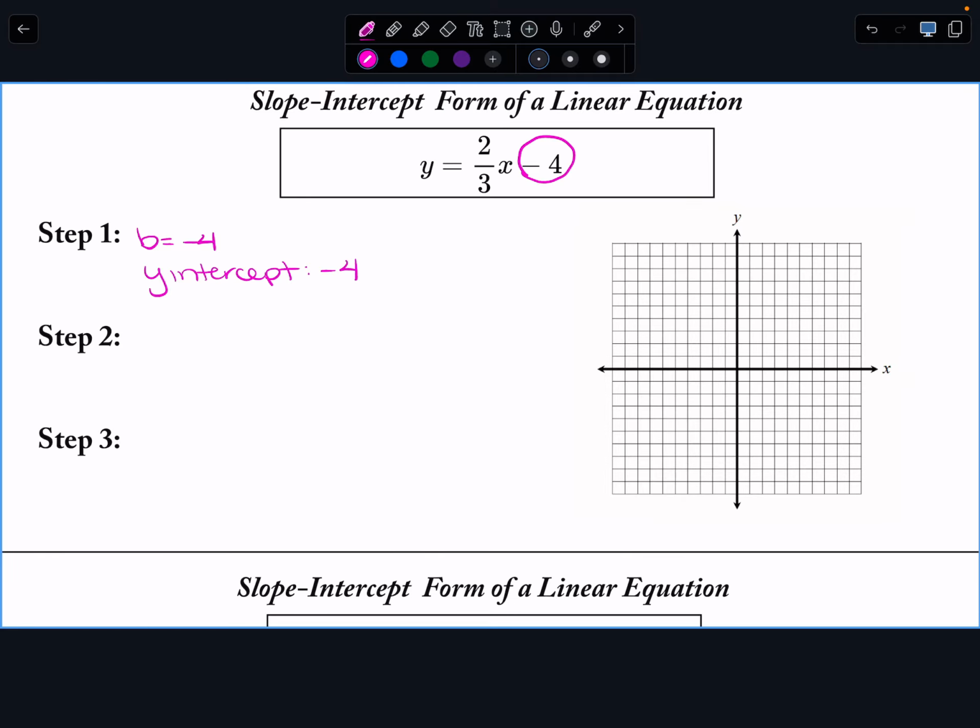Okay. So I'm going to graph my y-intercept at -4. And then what I'm going to do is I'm going to do my slope. Okay. It's positive. So that means I go up 2 and to the right by 3. And then I play connect the dots. That's my step 3.